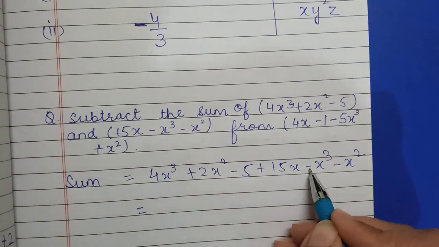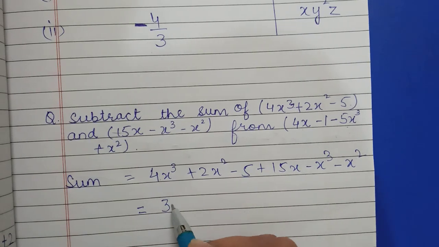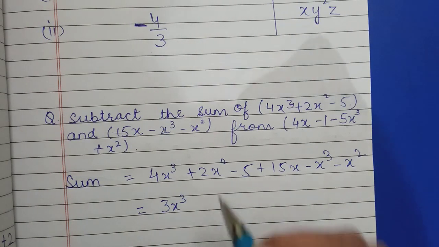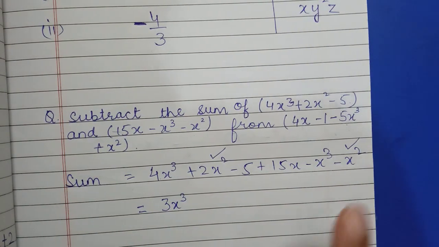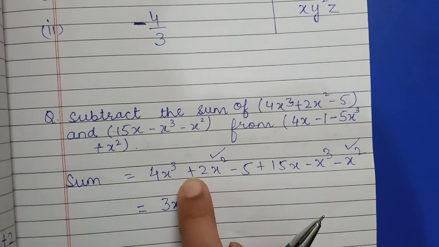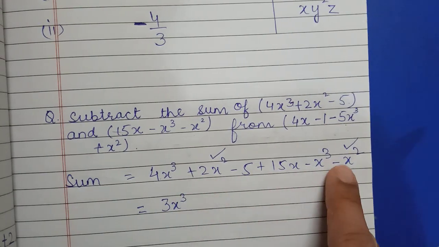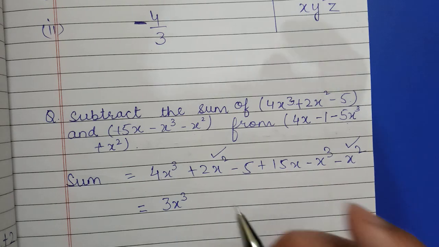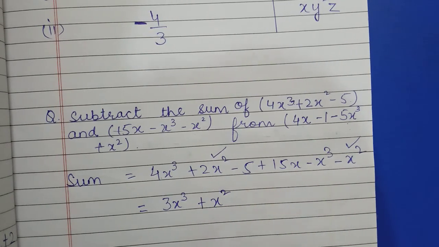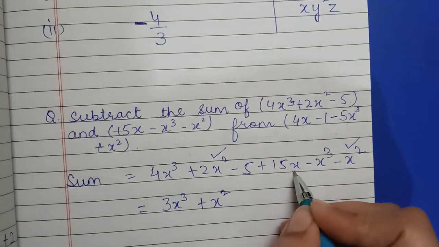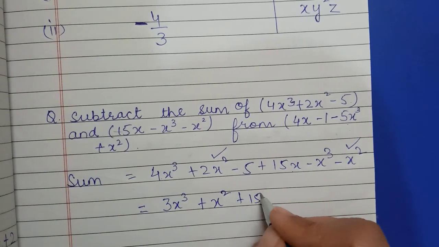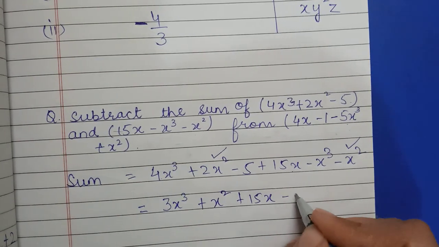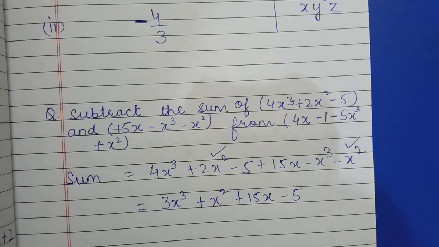So 4 minus 1 is 3, so 3x cube. Is it clear? This is x square, this is x square, they are also like terms. It has a plus sign, it is minus, so plus minus minus. 2 minus 1 is 1, that is plus x square. This is 15x, only an x term, so we will write it as it is. And this is a constant, minus 5. So the sum is this one.